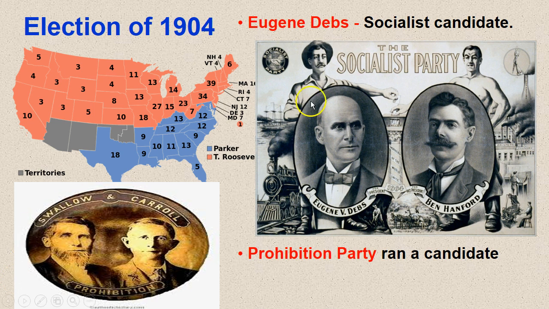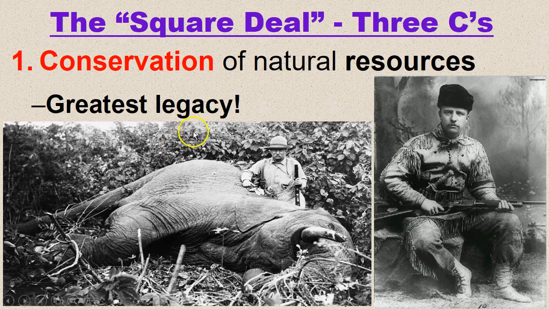The election of 1904 had other political parties forming in it. A lot of change here. Things are moving. They didn't get any votes in terms of electoral college, but things are moving in terms of politics. Things are starting to shift, and political viewpoints are very fluid. But the 3 C's of the Square Deal involve conservation. This is the most important thing you need to remember from Teddy Roosevelt.